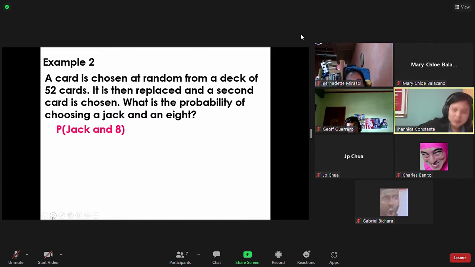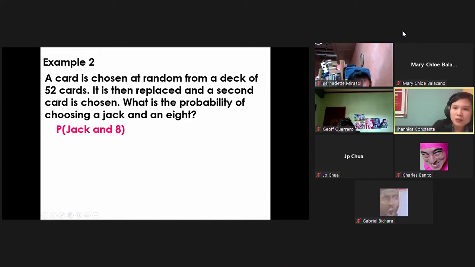So for example, we have this problem. A card is chosen at random from a deck of 52 cards. It is then replaced and a second card is chosen. What is the probability of choosing a jack and an 8? So it's an independent event. We need to find the probability of getting a jack and 8.